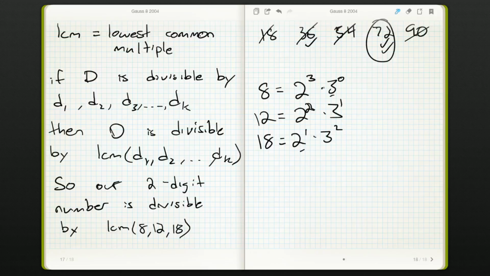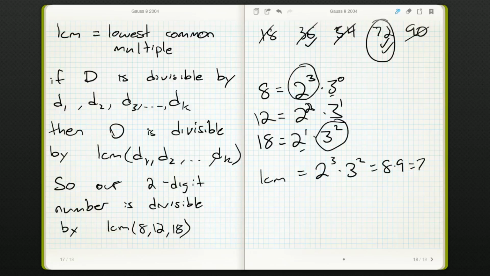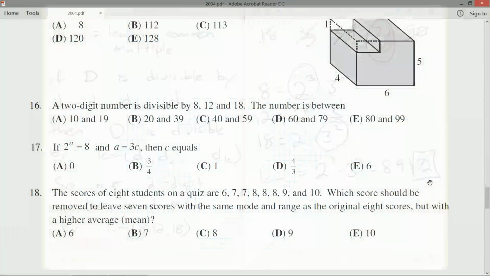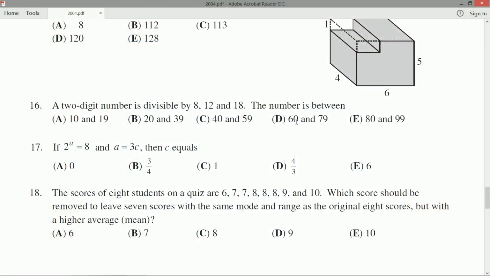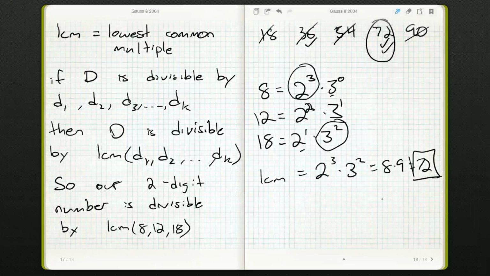But if we want the lowest common multiple, so for the GCD you take the lowest numbers here, for the lowest common multiple, you take the biggest numbers. So 2 to the 3 and 3 squared. That's 8 times 9, and that also is 72. So what range does 72 fall into here? D.